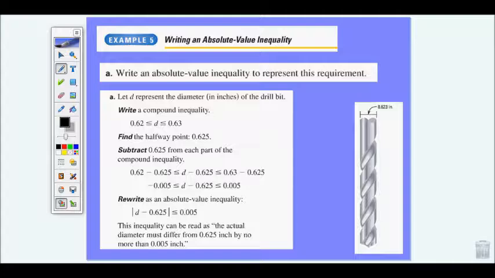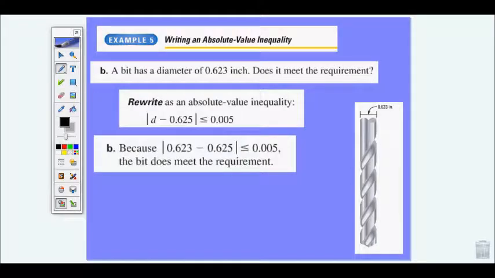So when we go to the next screen, there we go. If the bit is 0.623 inches, does it meet the requirement? We need to see if 0.623 would fall between the required diameters. So we put the 0.623 into our diameter minus the 0.625, and we need to say, is that less than or equal to 0.005, or 5 thousandths? Because it's 0.002, and that is less than or equal to 0.005, that does meet the requirement.